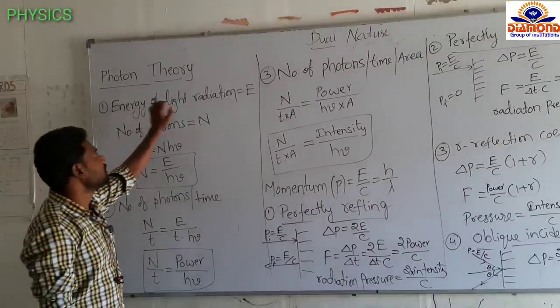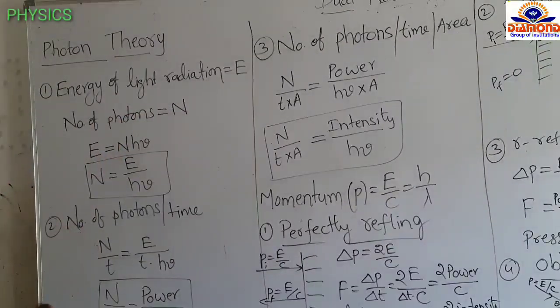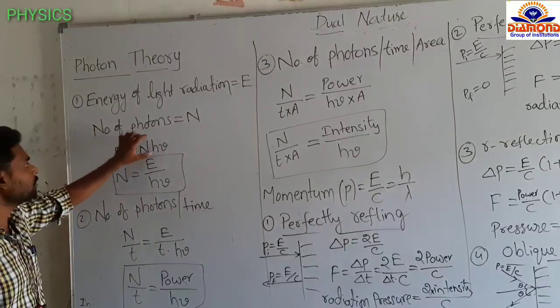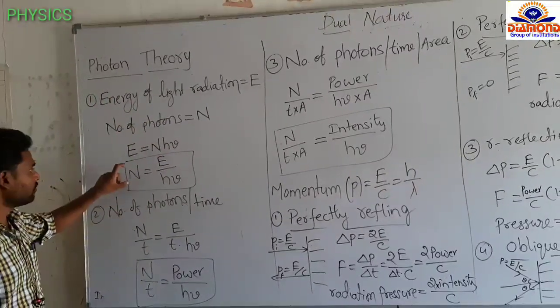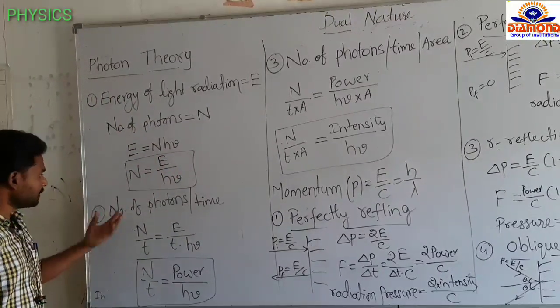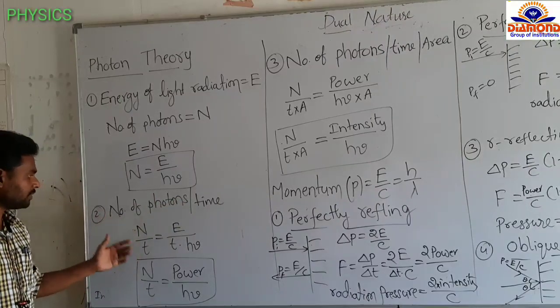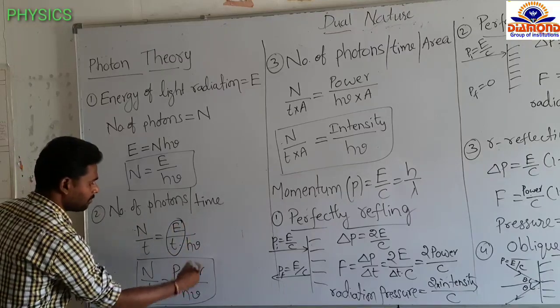Here the energy of the light radiation is E, the number of photons is N, and each photon's energy equals h nu. So this is emitting some number of photons. So E equals N into h nu. N number of photons, each photon's energy equal to h nu. The number of photons equals E by h nu. And sometimes they will ask the number of photons per unit time. So the number of photons per unit time is nothing but E by t, which is energy per time, which is nothing but the power by h nu.